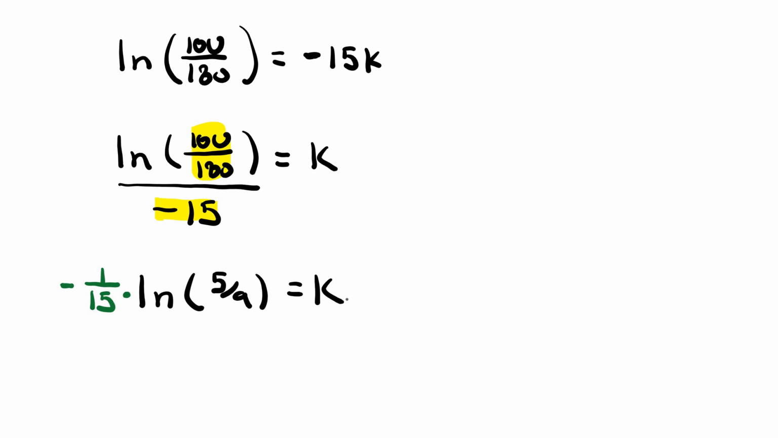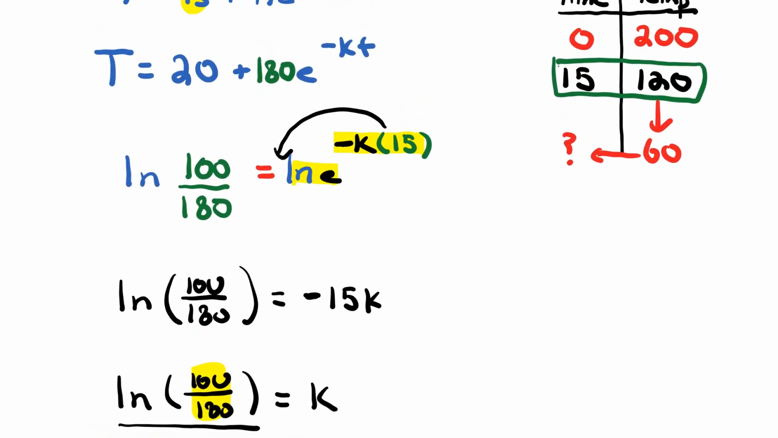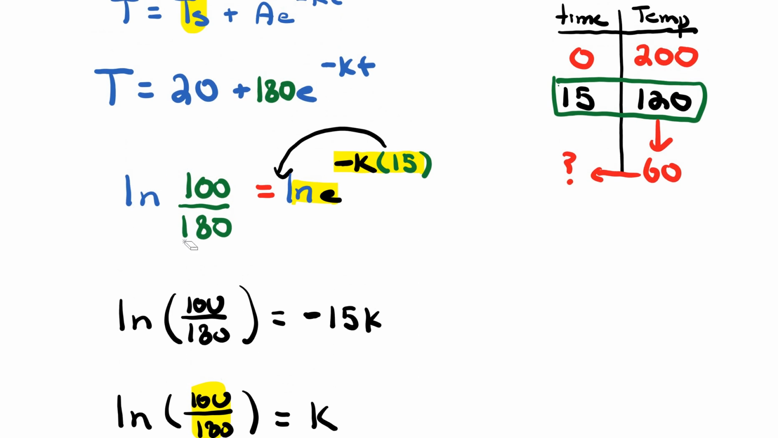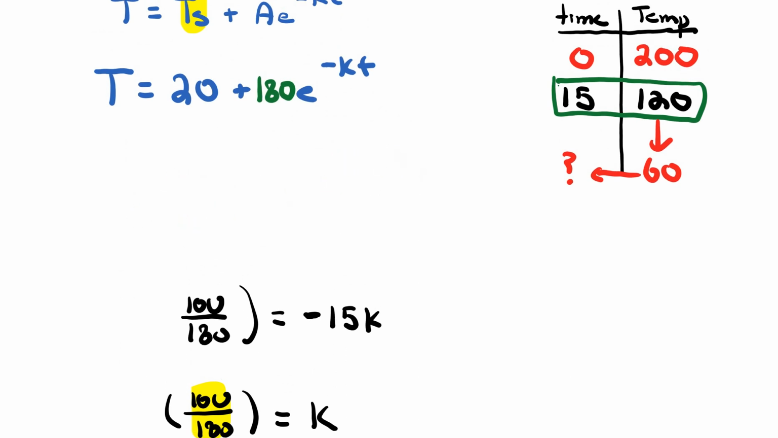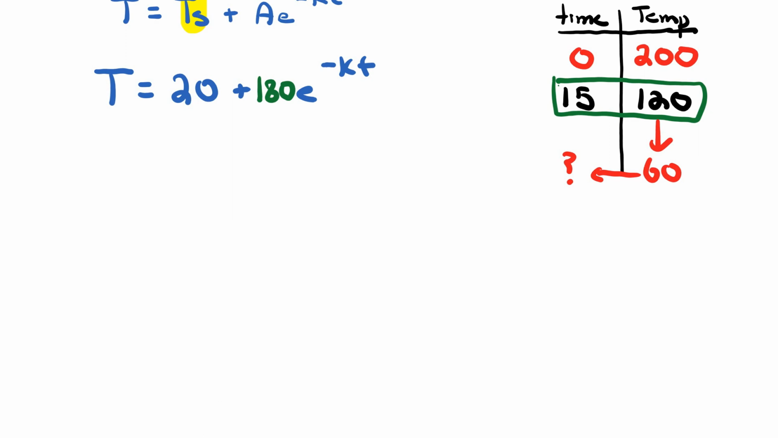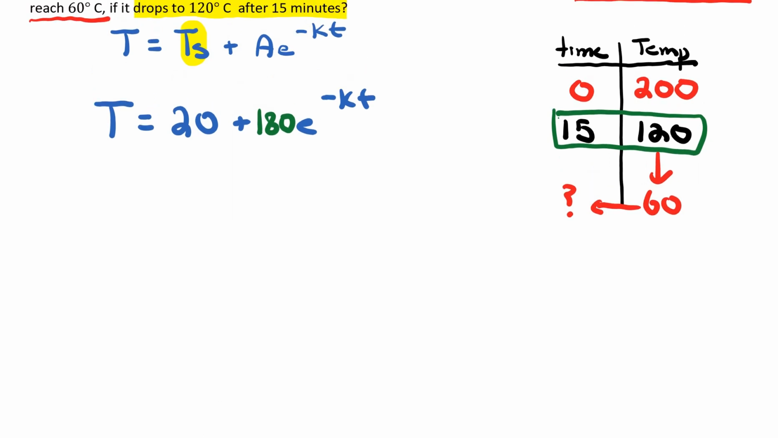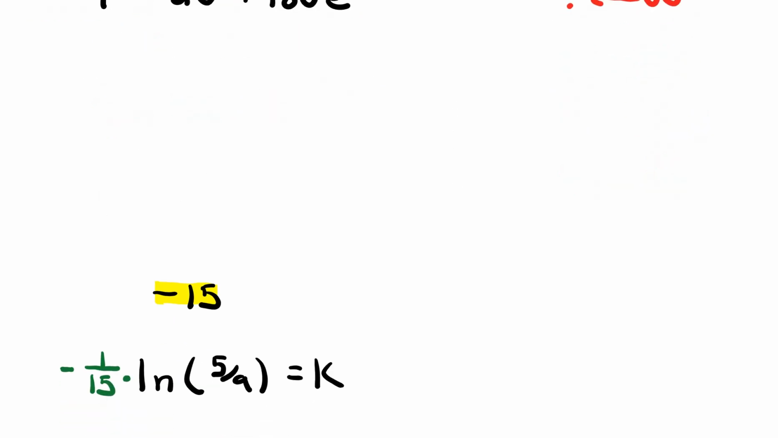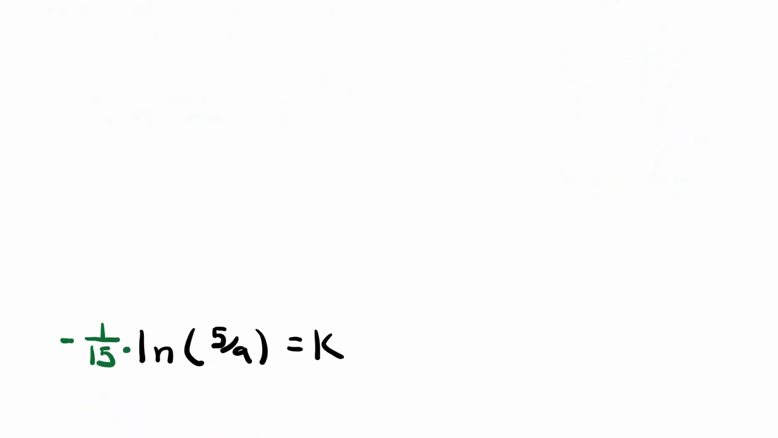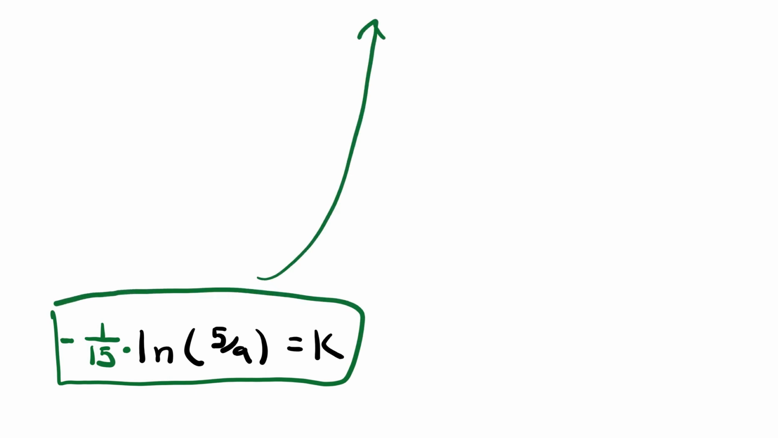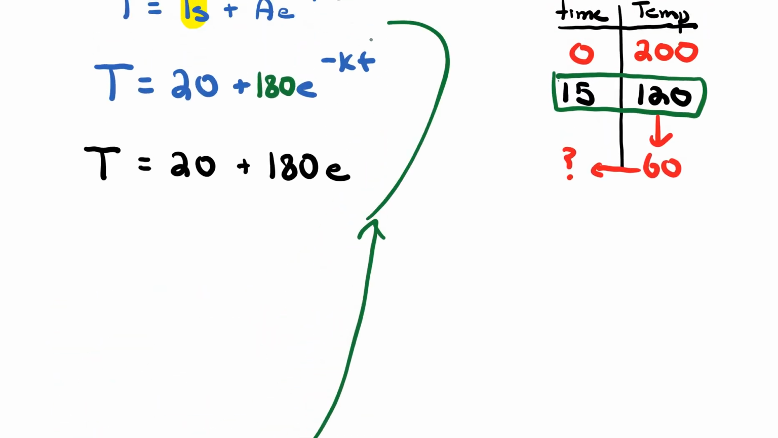Okay, what I'm going to do now is go back to the original formula here and update things. So I'm going to erase all this. For sure there's quite a bit of algebra to do in these kinds of problems. Now I have T equals 20 plus 180 e, and I just found out that k was equal to all this, right? We're going to take that value and insert it right there.